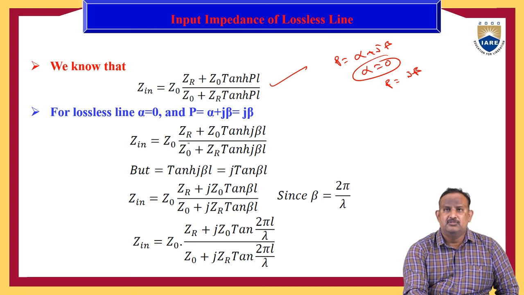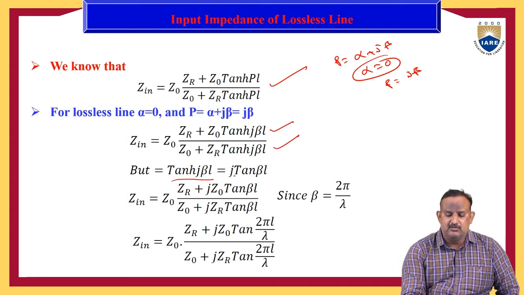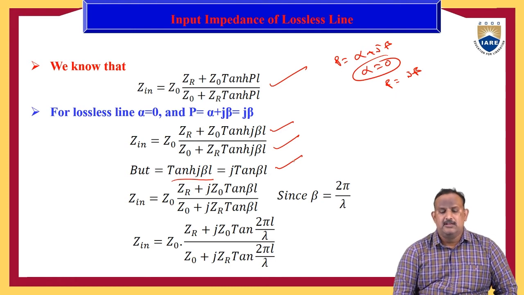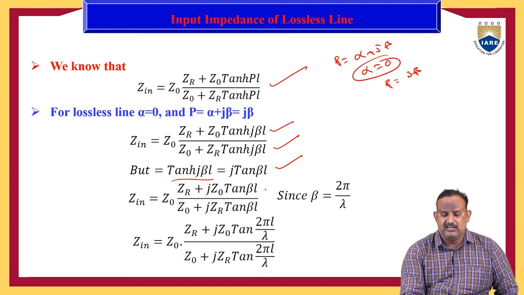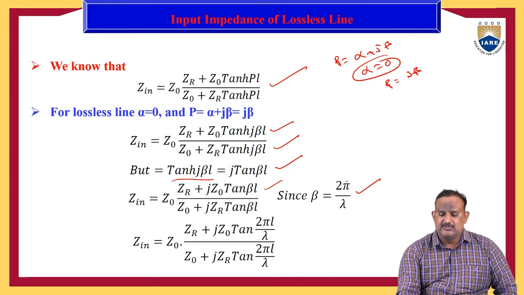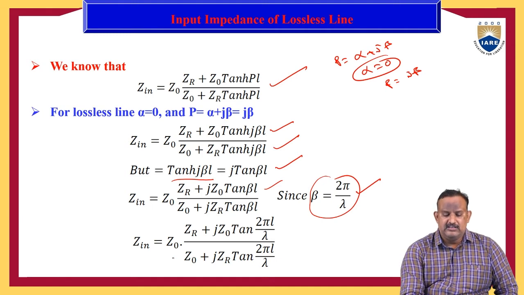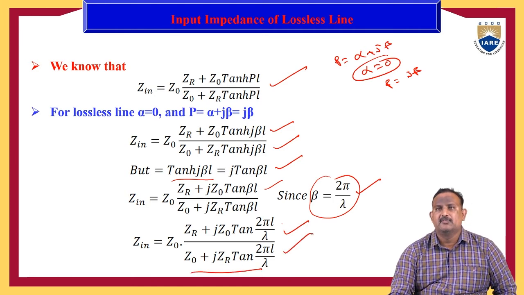Zn equal to Z0 into (ZR plus Z0 tanh J beta L) by (Z0 plus ZR tanh J beta L). But we know that tanh J beta L equals J tan beta L. Therefore, the equation becomes Zn equal to Z0 into (ZR plus J Z0 tan beta L) by (Z0 plus J ZR tan beta L). Since we know that beta is equal to 2 pi by lambda, we substitute 2 pi by lambda in place of beta. Therefore, Zn equal to Z0 into (ZR plus J Z0 tan 2 pi L by lambda) by (Z0 plus J ZR tan 2 pi L by lambda).